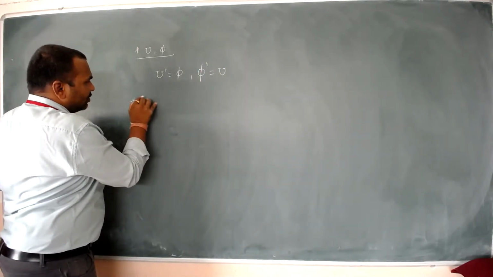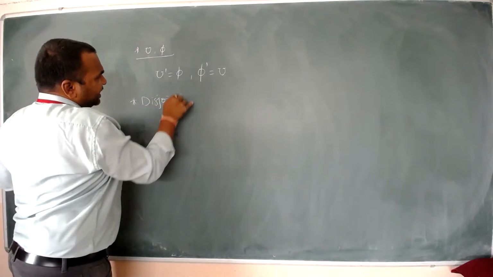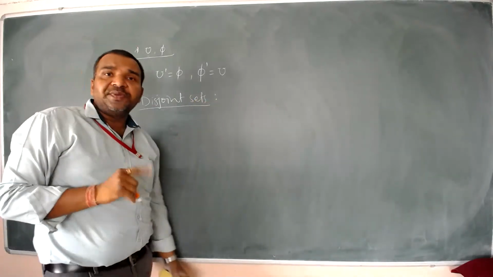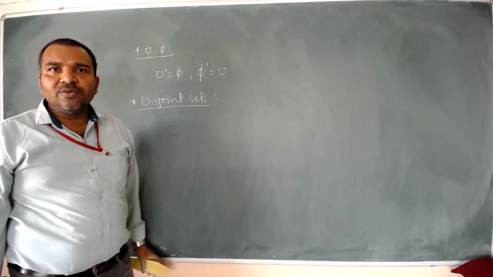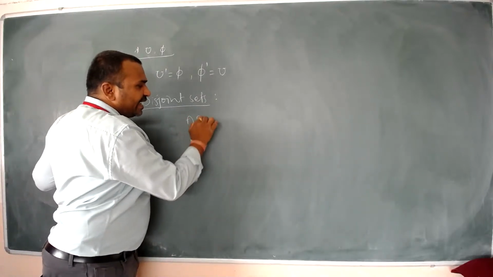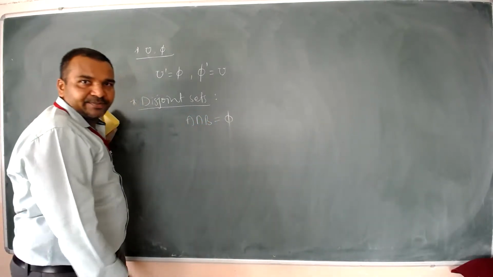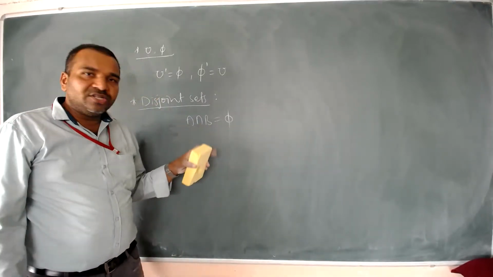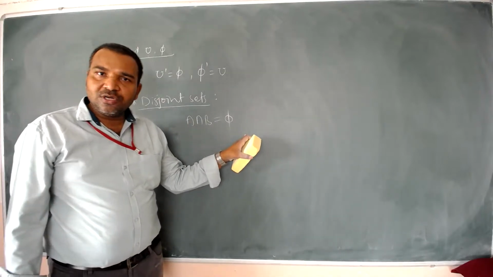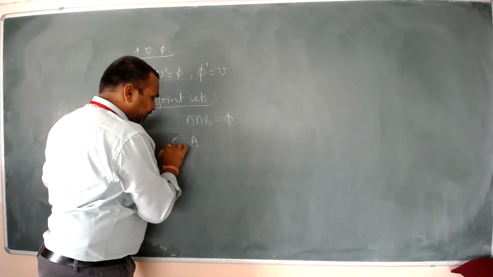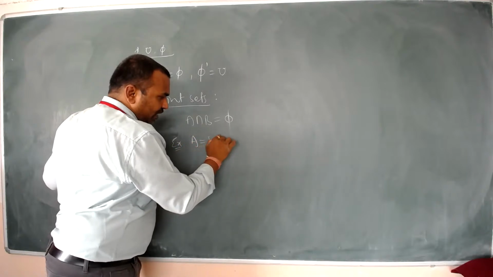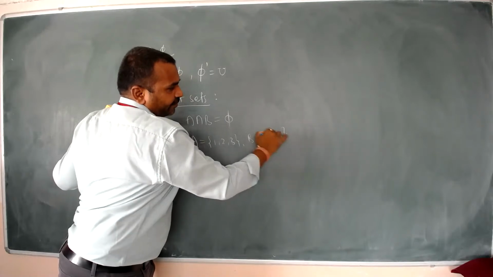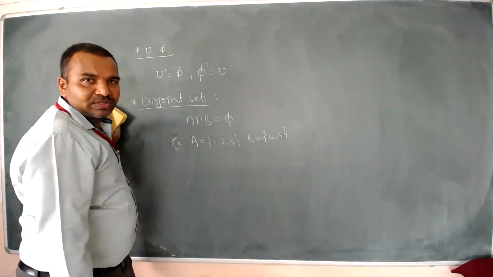Next, one more concept is there. Disjoint sets. Two sets are said to be disjoint sets if A intersection B equals the null set. A, B are two sets. These two sets are said to be disjoint if A intersection B equals the null set. For example, I will write now. A equal to 1, 2, 3. B equal to 4, 5. These are the two sets.